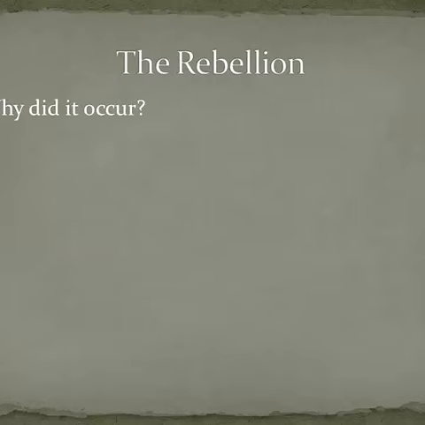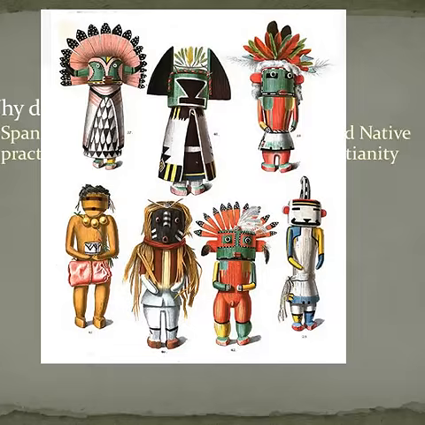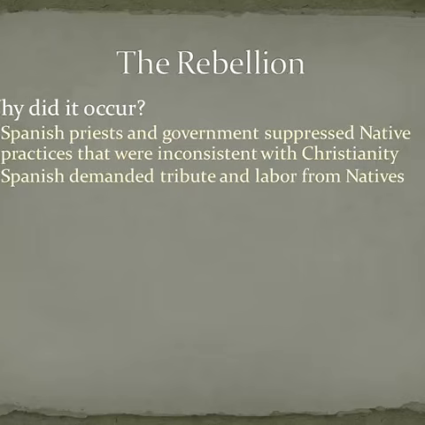So let's get to the rebellion. Why did it occur? Well, there were Spanish priests in the government that suppressed native practices that they deemed were inconsistent with Christianity. And the Pueblos would have these dolls as part of their worship, and the Spanish said that they were not compatible with Christianity. And the Spanish also demanded tribute and labor from natives. And tribute means some form of payment, usually in gold or land or crops or something.